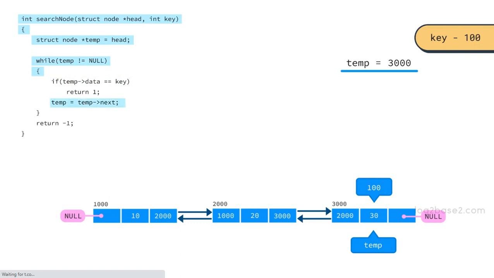temp equal to temp next, and temp next equal to null here, which will be stored in temp now. Again check the while condition. Now we have temp equal to null, and we have this while condition temp not equal to null. But temp has become null now, so it fails and the control comes out of the loop and returns -1, which means key is not found. So that's it. This is how we can search a node in a doubly linked list.